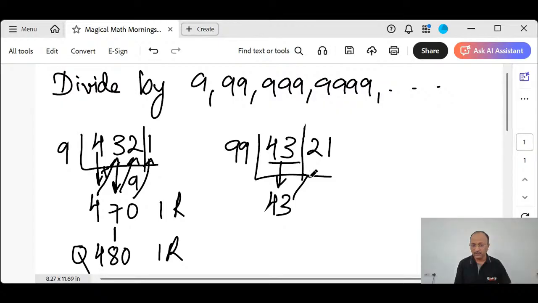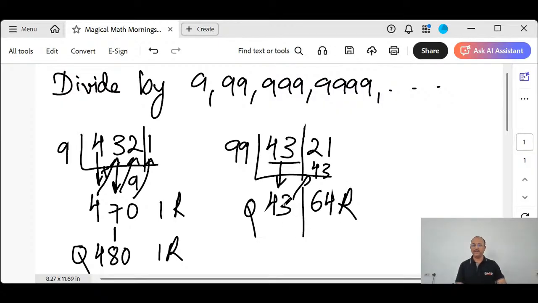And this we'll add here. There we used to add only a single digit. Now we are adding 2 digits. 43 plus 21 is how much? 64. So the quotient is 43. Remainder is 64. Isn't it simple? Definitely very, very fast. Correct?